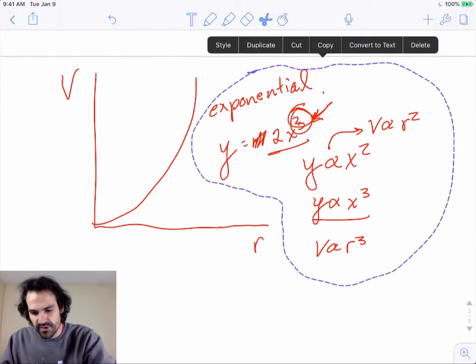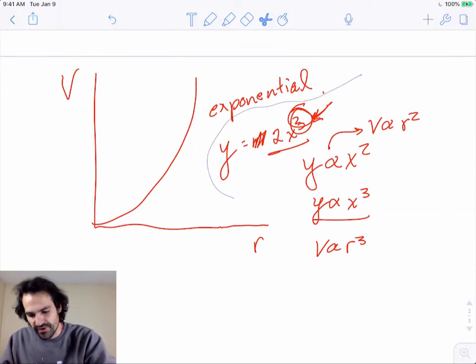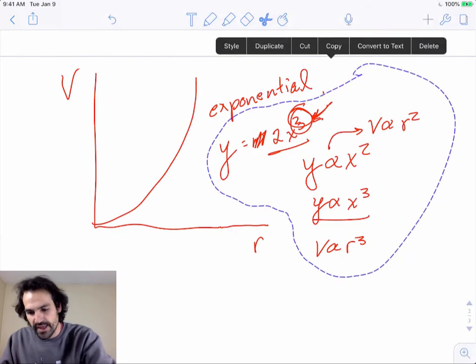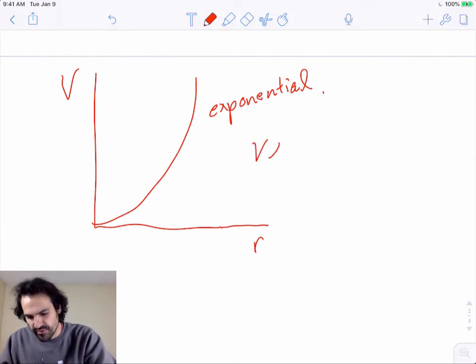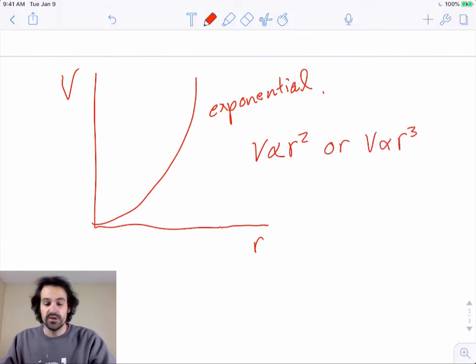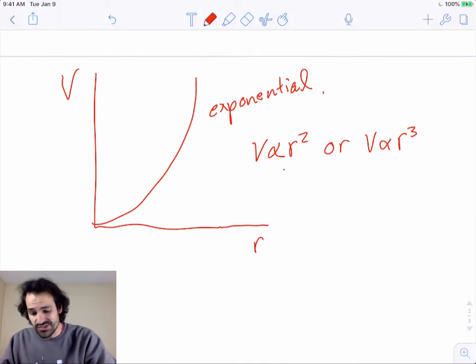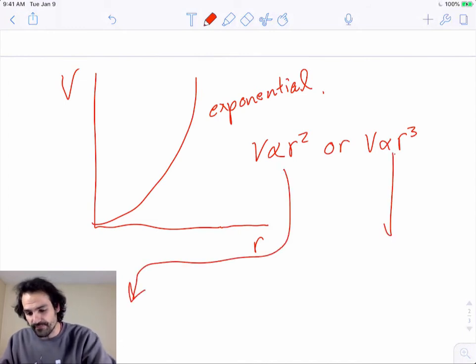I'm going to keep the word exponential. I'm going to get rid of everything else, though, and look at how we're going to figure that out by hand. We know it's exponential, meaning voltage is probably proportional to radius squared, or voltage is proportional to radius cubed. The way you find that out is you're going to have to plot both of them.